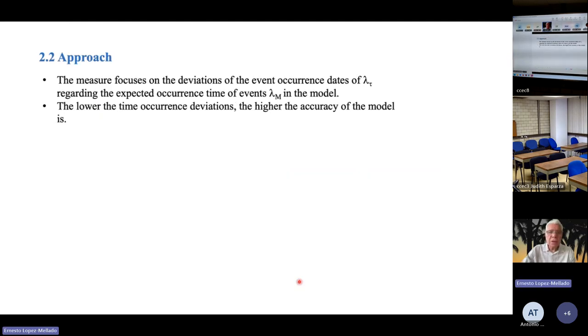The approach is to measure the deviation of event occurrence of every event in the sequence, and the lower the time deviation, the better the accuracy.